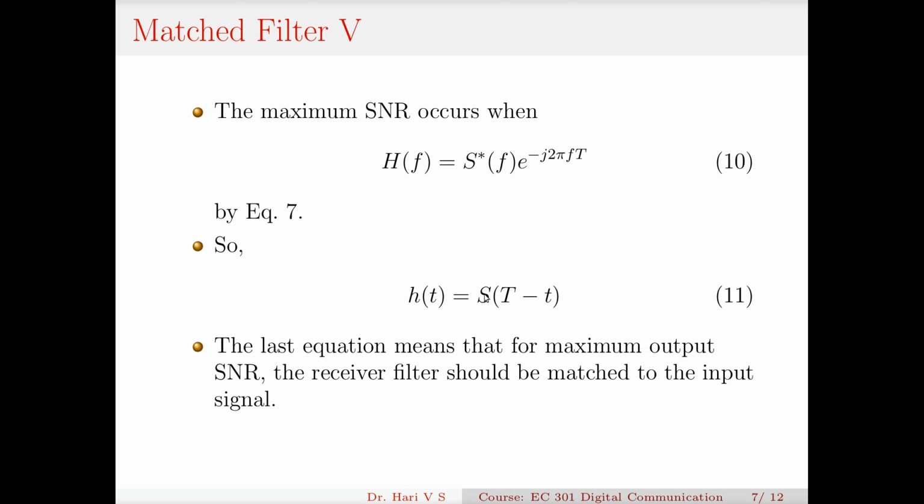Some impulses are coming to an input filter, and this s(t) is generated. You learned it in the ISI model, and you have seen this anyway. This receiver filter should be matched to the transmitter filter, with some inversion and delay. So the last equation means that for maximum output SNR, the receiver filter should be matched to the input signal, and that's why the name, the matched filter.